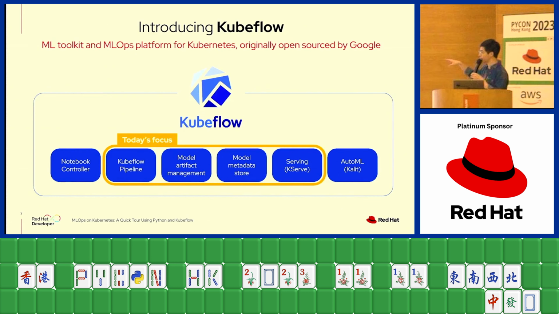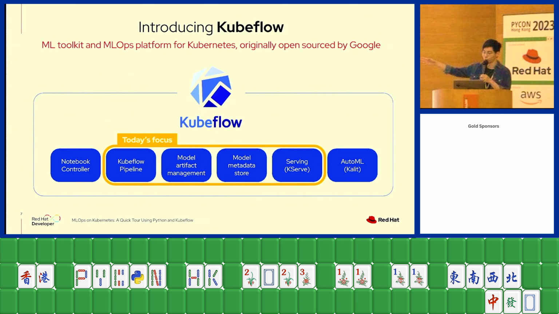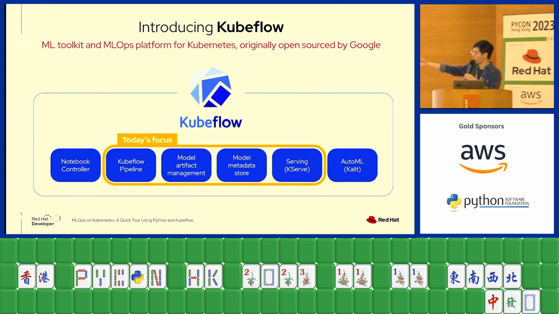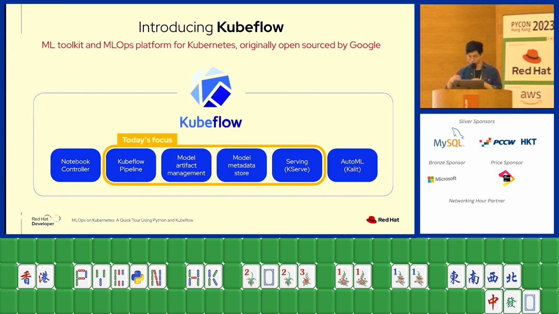So what Kubeflow provides is a bunch of features. For example, a notebook controller, a pipeline engine, model artifact management, a model data store, and a serving engine. All of the items that I just mentioned in the MLOps ecosystem, basically most of them are also embedded in Kubeflow, so you don't need to worry about that. Another thing is automated ML. For hyperparameter tuning in an automated way, you can also use Kubeflow.